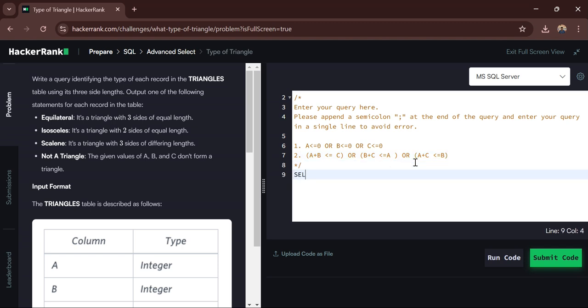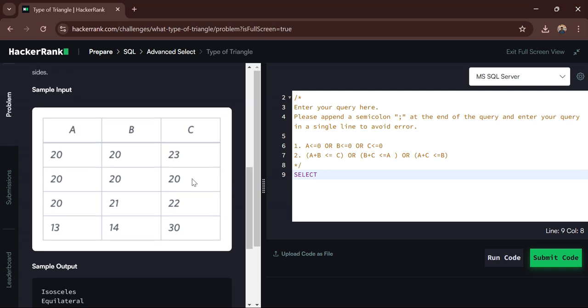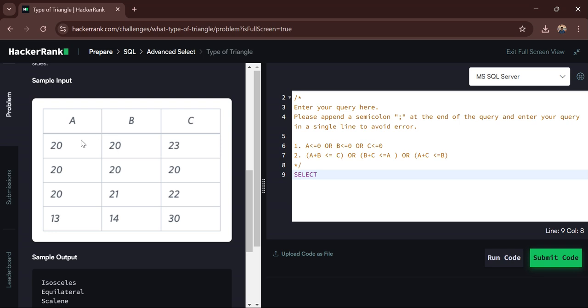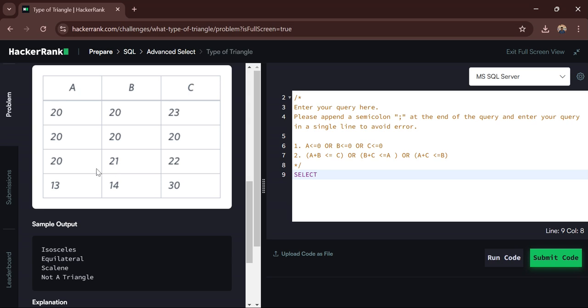So let's start by understanding the input. Here is given 20 20 23, that means two sides are equal, so this is an isosceles triangle. The second input is 20 20 20, that means all three sides are equal, so equilateral. The third one is 20 21 22, all three sides have different length, that means scalene. And this one, 13 14 and 30, is not forming a triangle, because 13 plus 14 is 27, and 27 is less than 30. So this comes inside the second condition, which I have just explained.